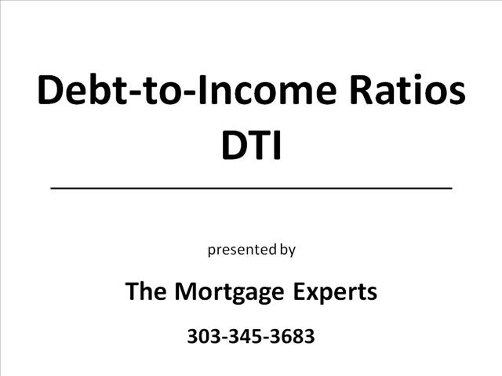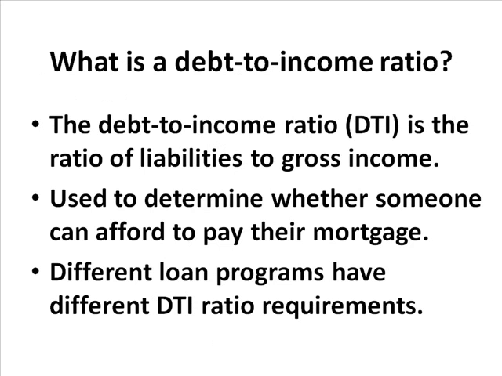In this video, we will discuss debt-to-income ratios. First of all, let's talk about what the debt-to-income ratio is. The debt-to-income ratio, otherwise known as DTI, is the ratio of liabilities to gross income. The reason lenders are concerned about the DTI is because that's the ratio that's used to determine whether someone can afford to pay their mortgage.